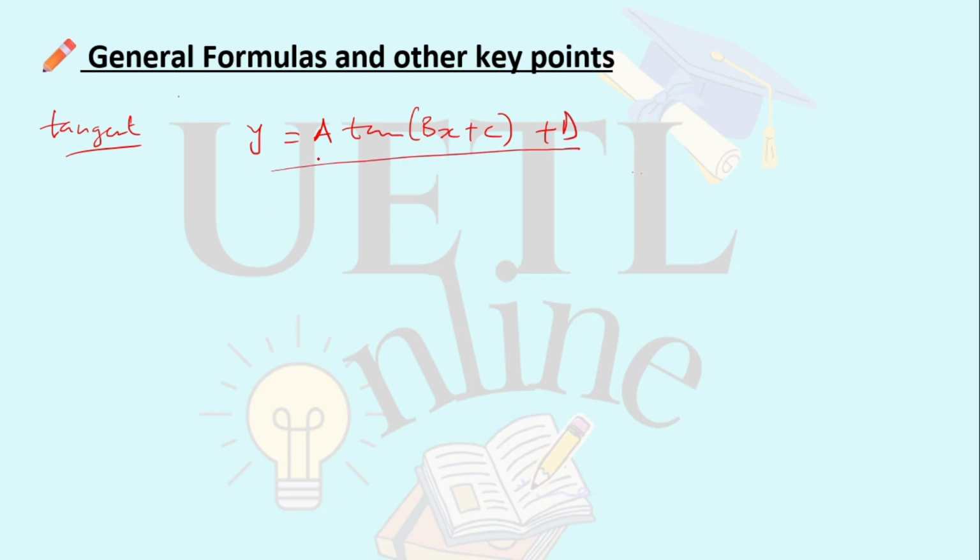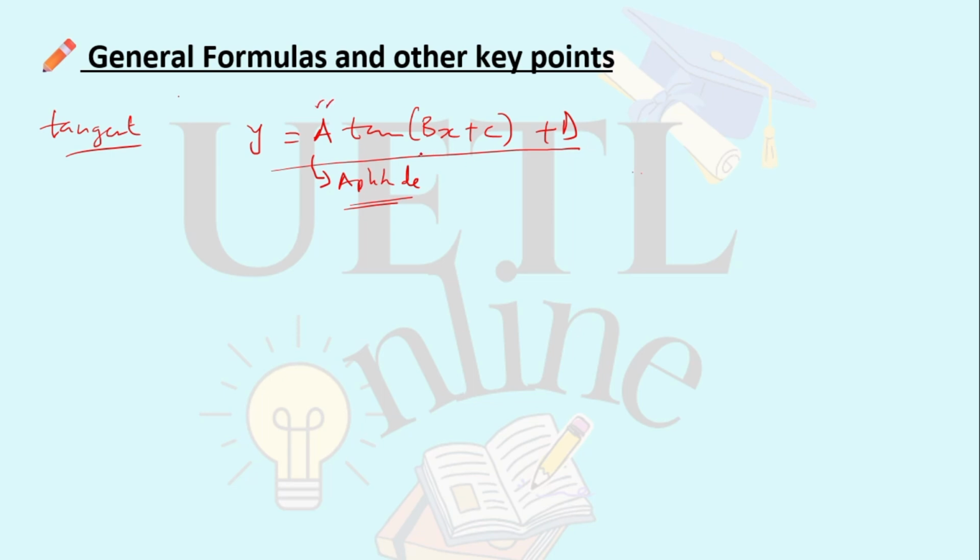This a, like always, is going to affect amplitude. But in this tangent graph, it doesn't have an amplitude, so it doesn't affect anything. It just stretches the graph. So when you are drawing, you won't see anything, but when you are working out, you have to include this a.